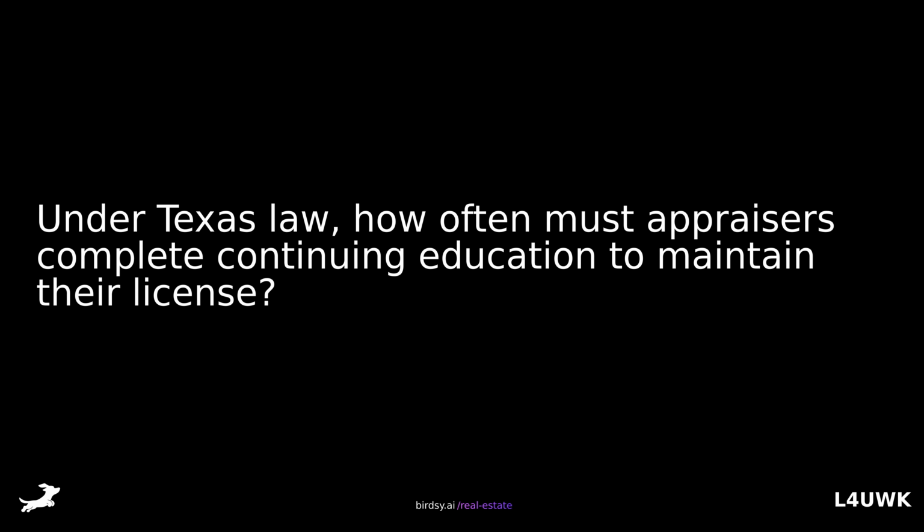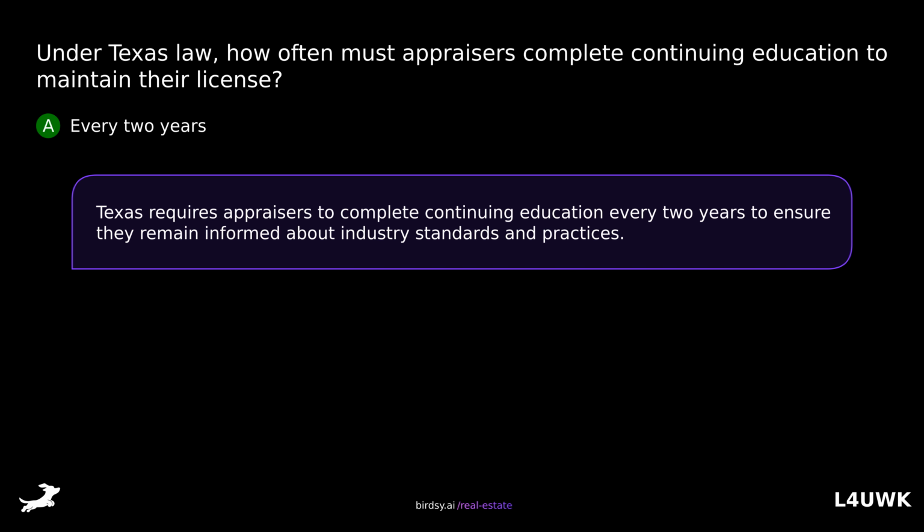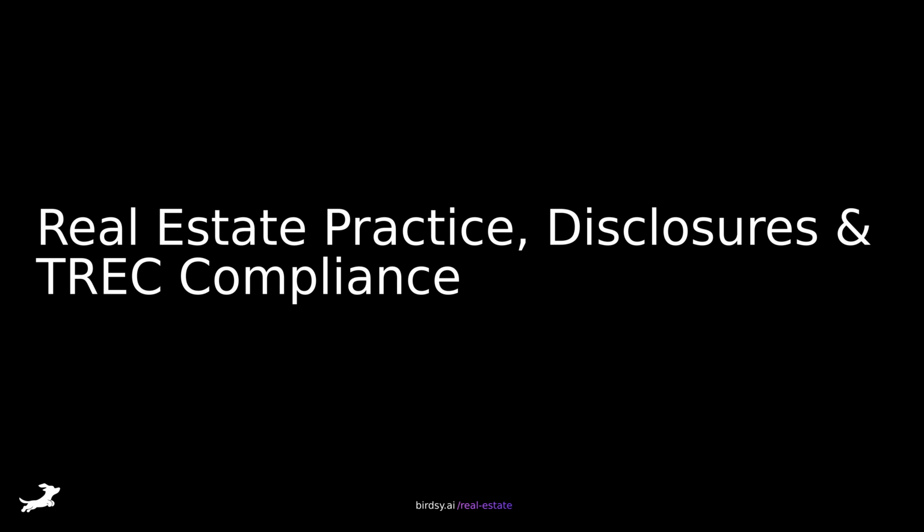Under Texas law, how often must appraisers complete continuing education to maintain their license? Is it A, every 2 years, B, every year, C, every 3 years, or D, every 5 years? The answer is A, every 2 years. Texas requires appraisers to complete continuing education every 2 years to ensure they remain informed about industry standards and practices. Real estate practice, disclosures, and TREC compliance.